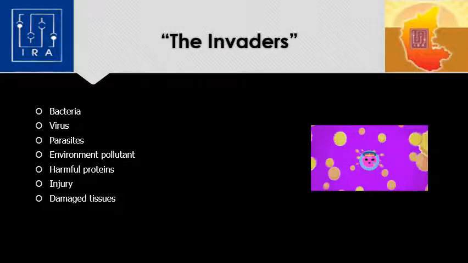As I said earlier, the basic invaders against which the immune system fights are predominantly bacteria, viruses, multicellular parasites, environmental pollutants, sometimes harmful proteins like poisons and others, and even an injury which causes a lot of debris. The other damaged tissues present in those areas are things which the immune system tries to attack and clear from the host.